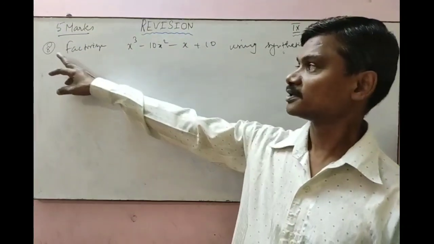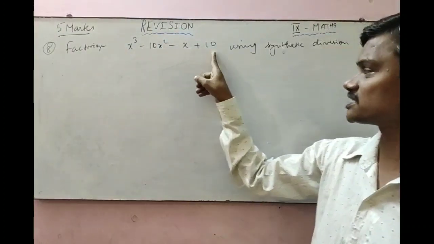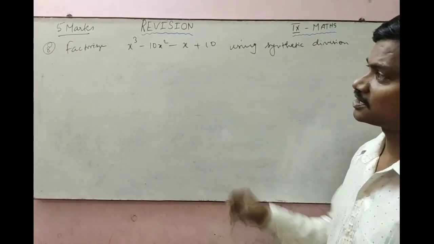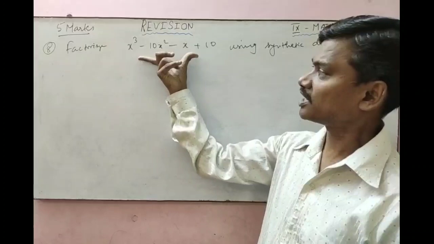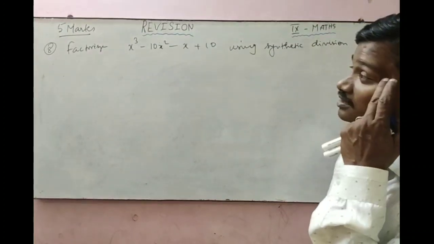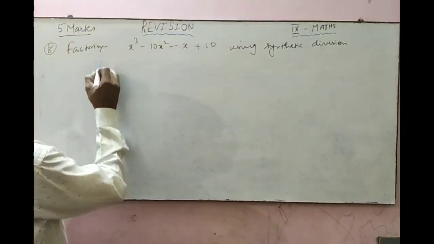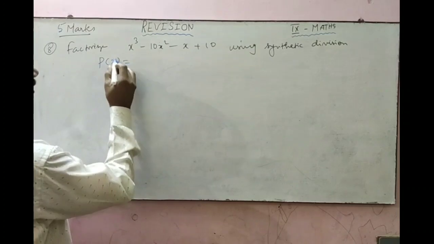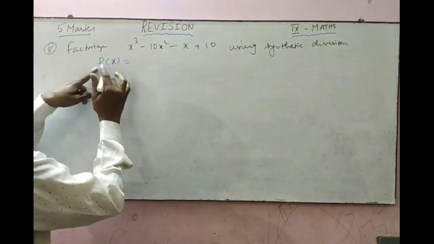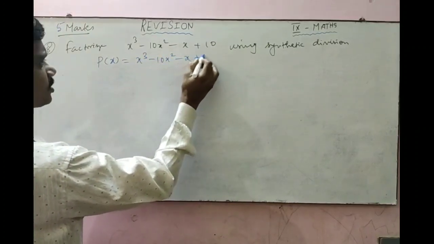The last 5 mark, eighth question, is factorize x cube minus 10x square minus x plus 10 using synthetic division. Here the polynomial only is given, the divisor is not given. We have to check the divisor one by one. First we have to assume this given polynomial as p of x or f of x or g of x, whatever you like. So I am going to assume this as p of x is equal to x cube minus 10x square minus x plus 10.